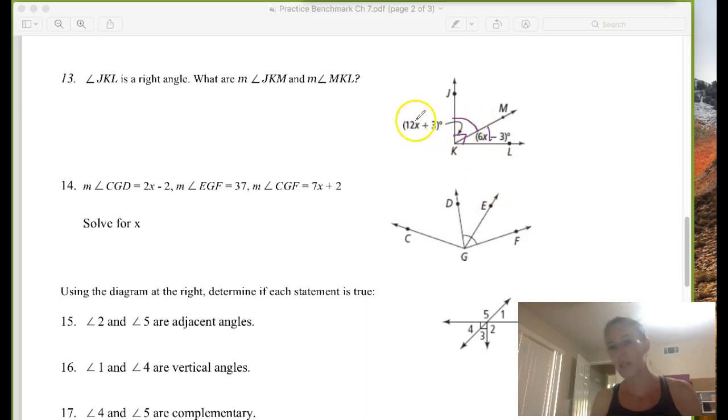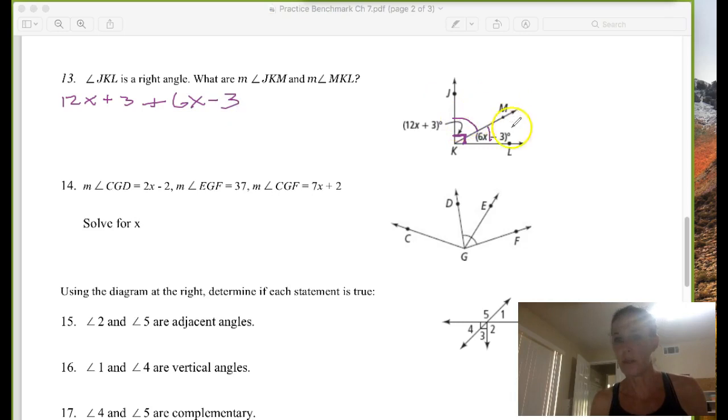Well, I know this piece is 12x plus 3, and I know this piece is 6x minus 3. I don't know what x is. If I did, I could know what that is and that is. But I know this is a right angle, so it's 90 degrees. So set up an equation. I'm going to go 12x plus 3. Let's try that again. 12x plus 3, so this plus this, 6x minus 3. So that angle plus that angle has to equal the 90, equals 90. Now I can solve for x and figure out what everything is.